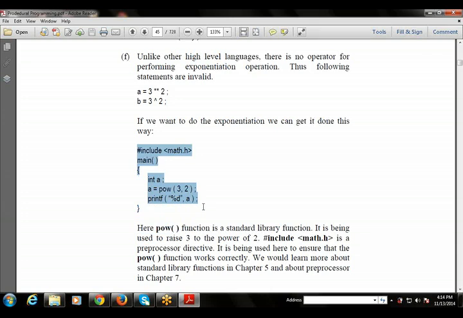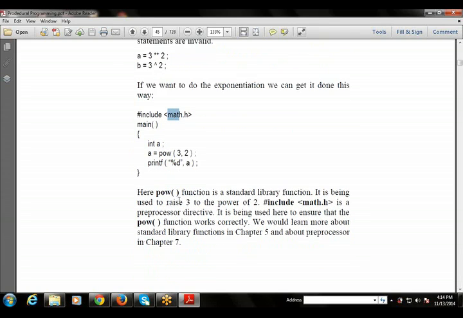Then we discussed this example. First of all, the header file is included, that is math.h. There is a main function, and a variable declared, that is a. Here we have used the pow function, because the pow function is stored in the math library, that's why we use the header file math.h. This says pow function is a standard library function. It is used to raise 2 to the power of 3. Math.h is a preprocessor directive. It is used here to ensure that the pow function works correctly.